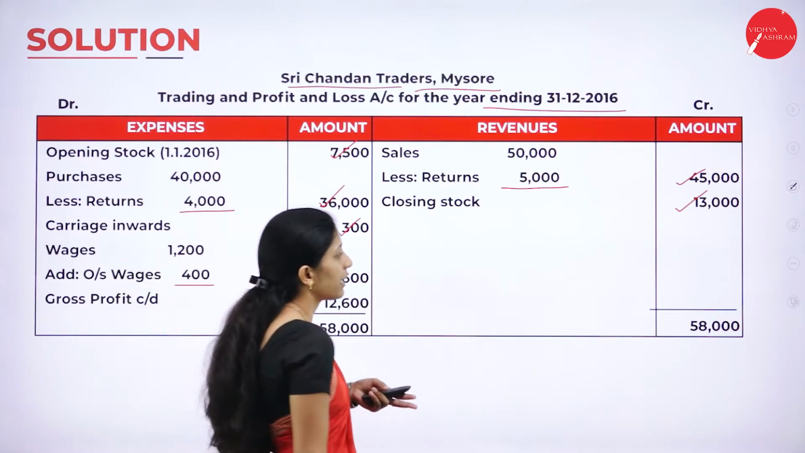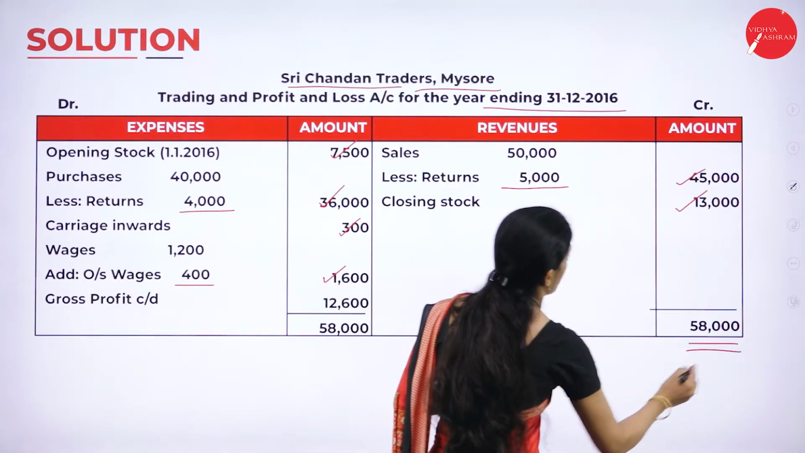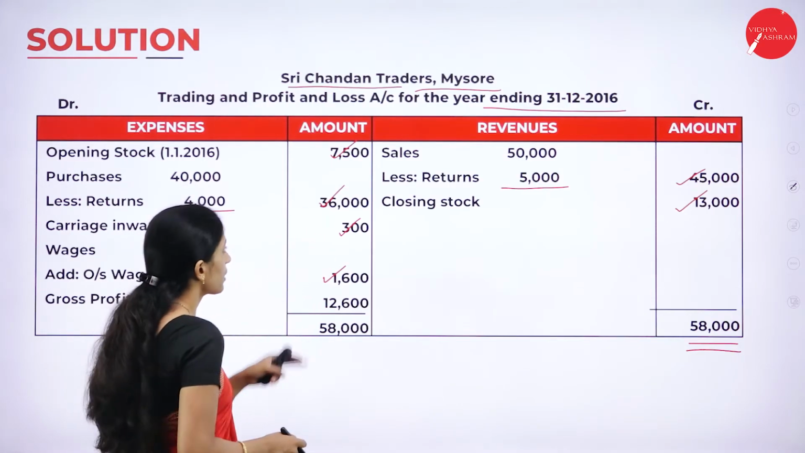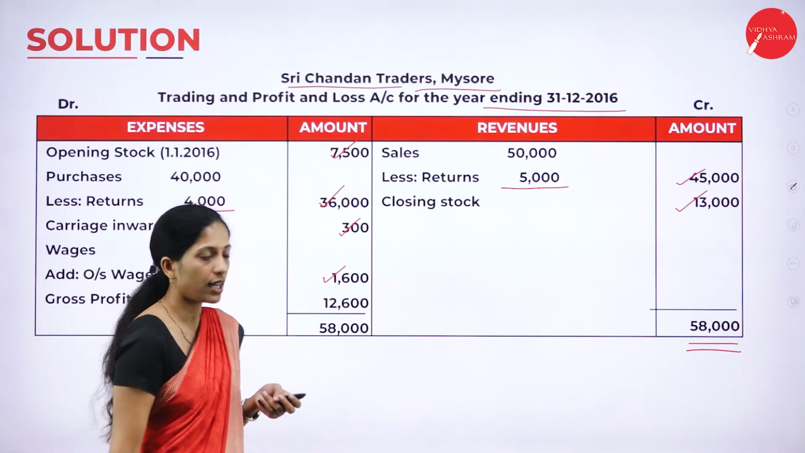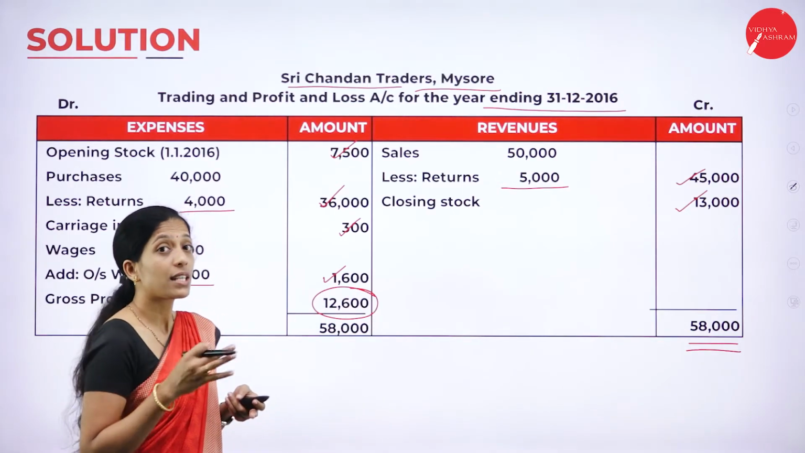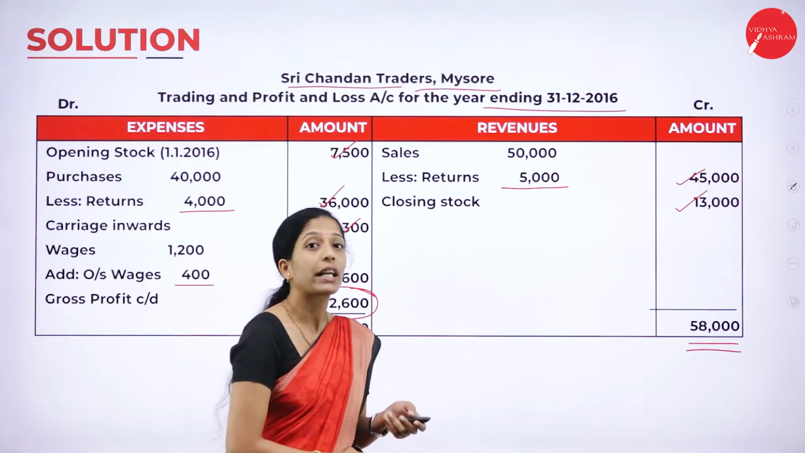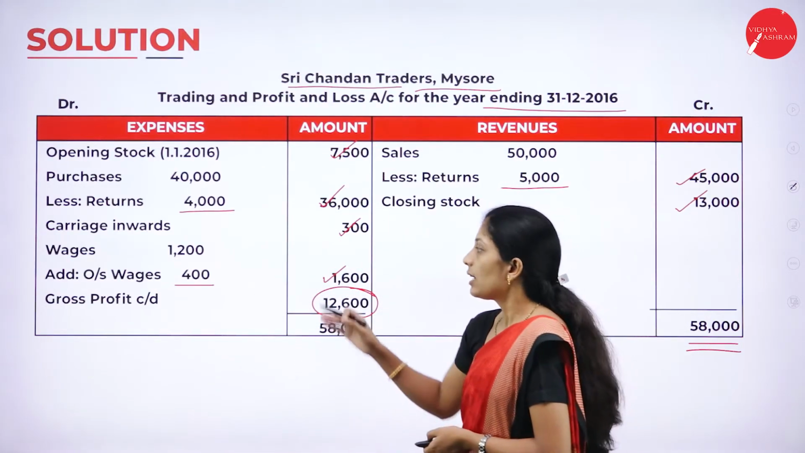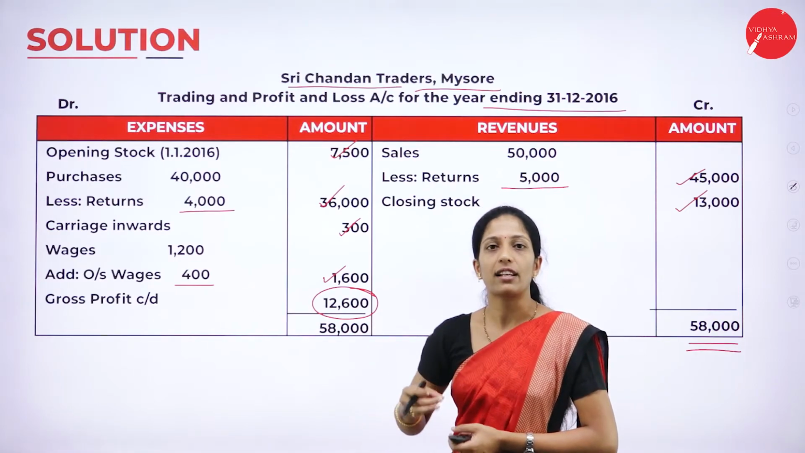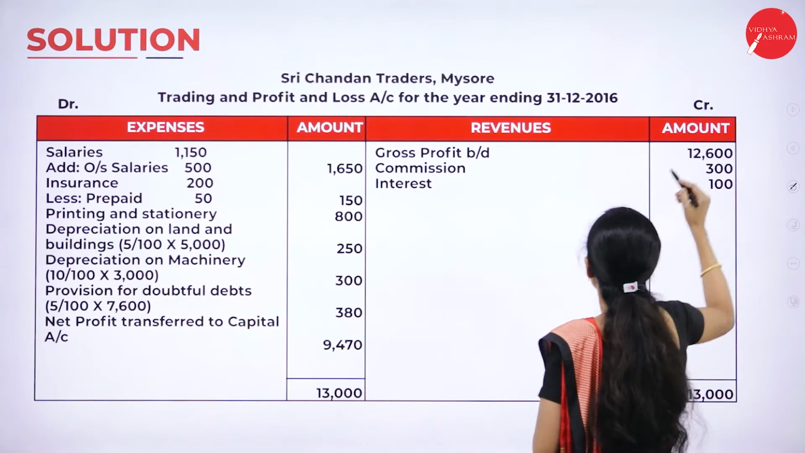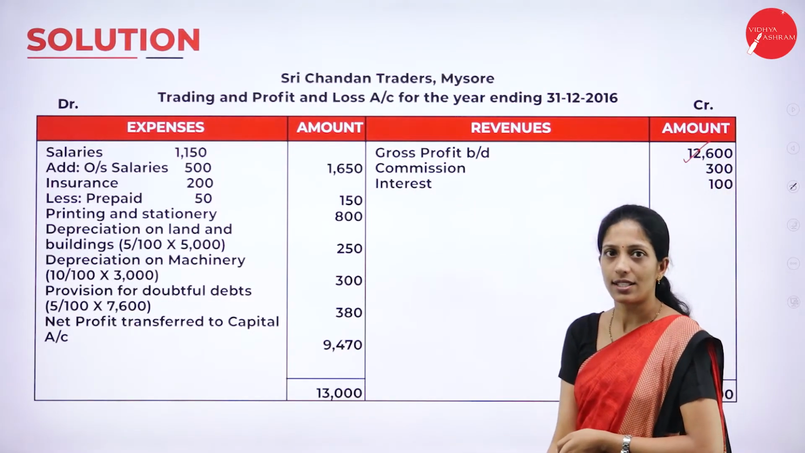So if you add the credit side, so it is 58,000 minus 7,500, 36,000, 300 and 1,600. You'll get a balancing figure of 12,600. Now what is this 12,600? Your credit side is more than debit side, so it is gross profit. Now this gross profit has to be carried forward to profit and loss account. So how do we write? Gross profit brought down 12,600.